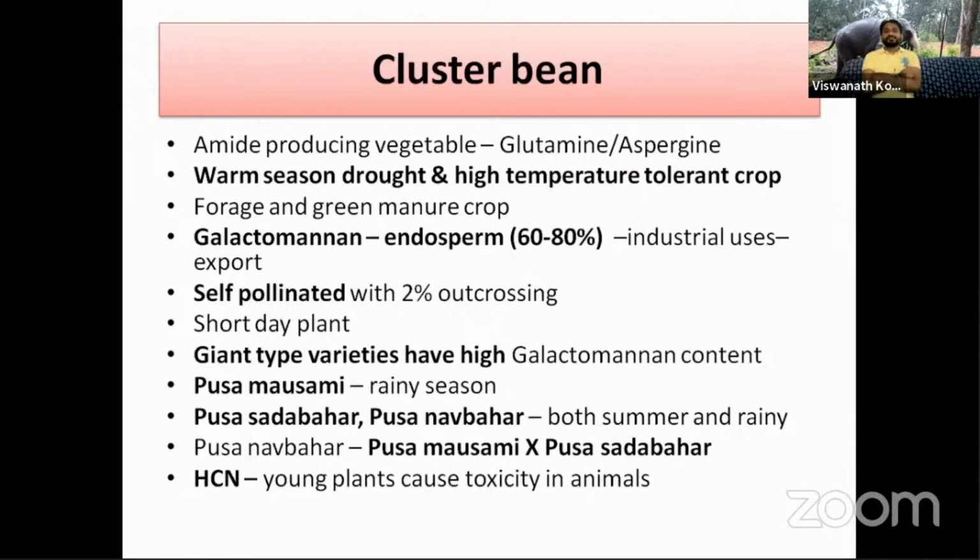Giant type varieties have the high galactomannan content, and Pusa Mausami is a rainy season type, whereas Sadabahar and Navbahar are the photo-insensitive types. They can be grown in both summer and the rainy season. Pusa Navbahar is an important cross. Pusa Navbahar is a cross between Pusa Mausami and Pusa Sadabahar. And the young parts of cluster bean have the anti-nutrient factor hydrogen cyanide, which is toxic to animals. When the animals eat the cluster bean plants, it becomes toxic to them because of the presence of HCN.